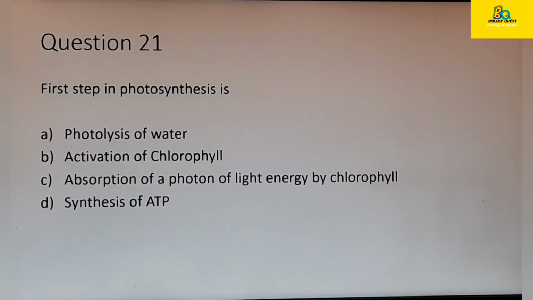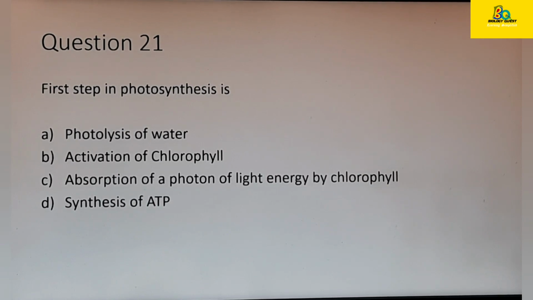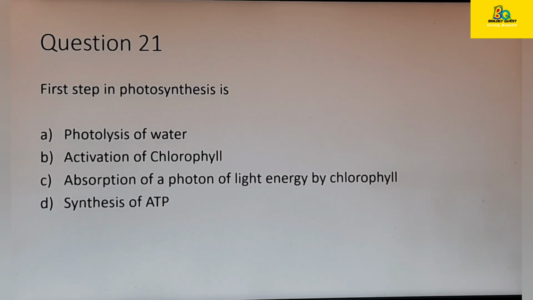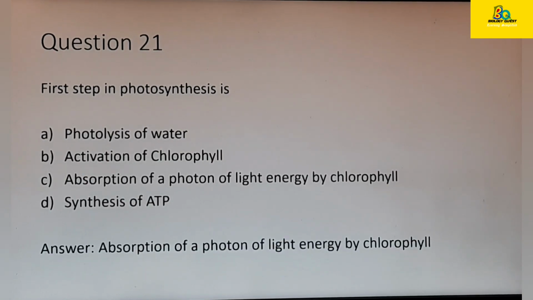So the first step in photosynthesis is the absorption of a photon. Light energy is absorbed by the chlorophyll molecule, and the chlorophyll molecule gets excited to a higher energy level. Okay, so that is the first step in photosynthesis. The correct answer is absorption of a photon of light energy by chlorophyll. Option C is the correct answer.